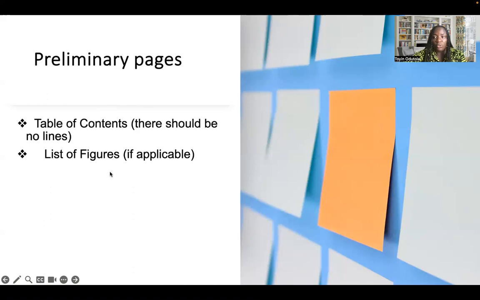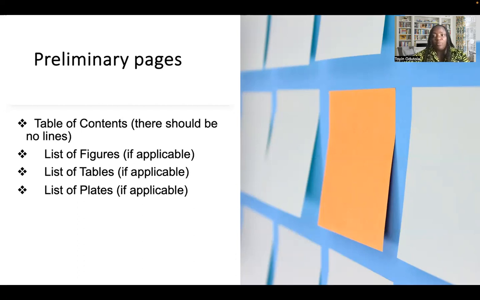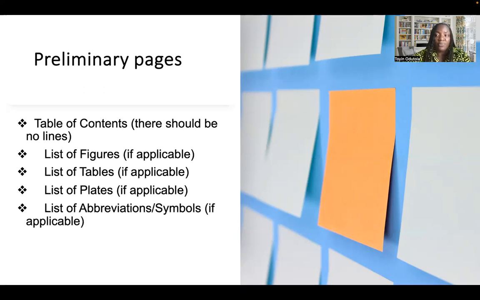You would have list of figures if there are figures in your project. You have list of tables if there are tables in your project. List of plates. Plates are pictures you took during your project. So if there are plates in your project, you would have list of plates, and then list of abbreviations if there are abbreviations you made.